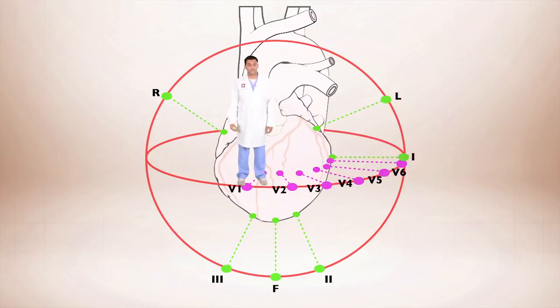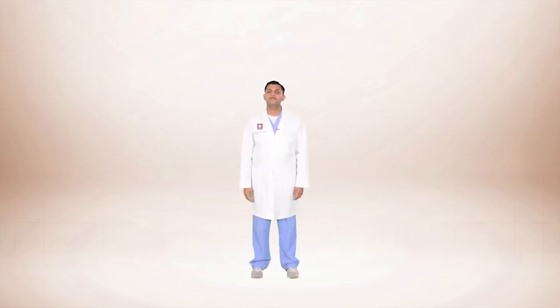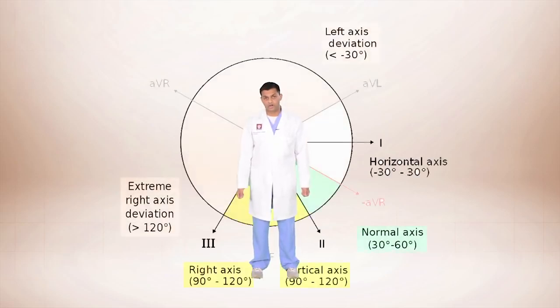Now let's take a look at how we can use the leads to tell us about the axis, or the flow of electricity for the heart. So we hear a lot about axis. What is axis? It simply represents the average flow of electricity through the heart. Your normal heart leans down and to the left. So it makes sense that the average flow of electricity is also going to be down and to the left.